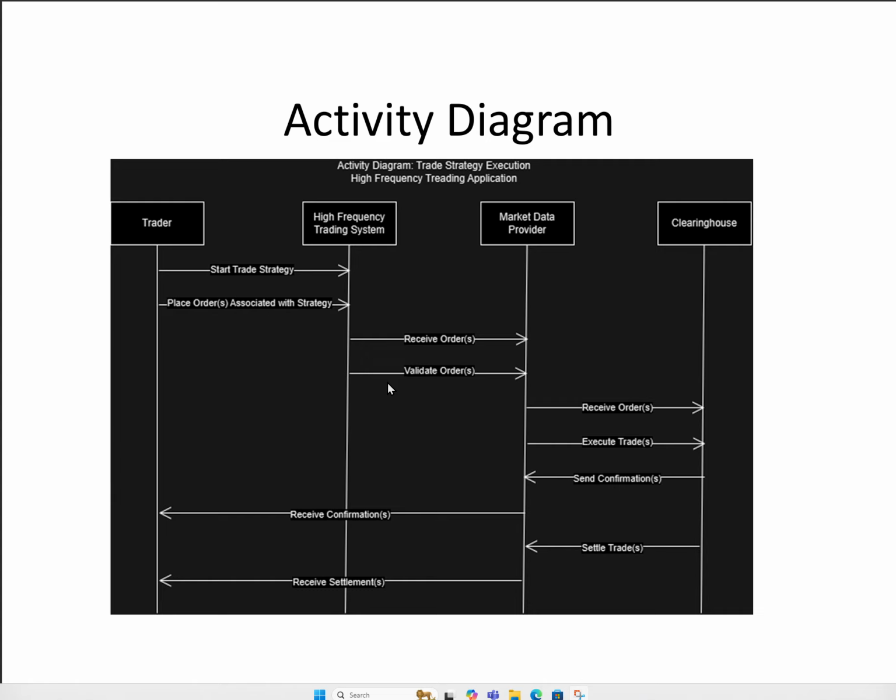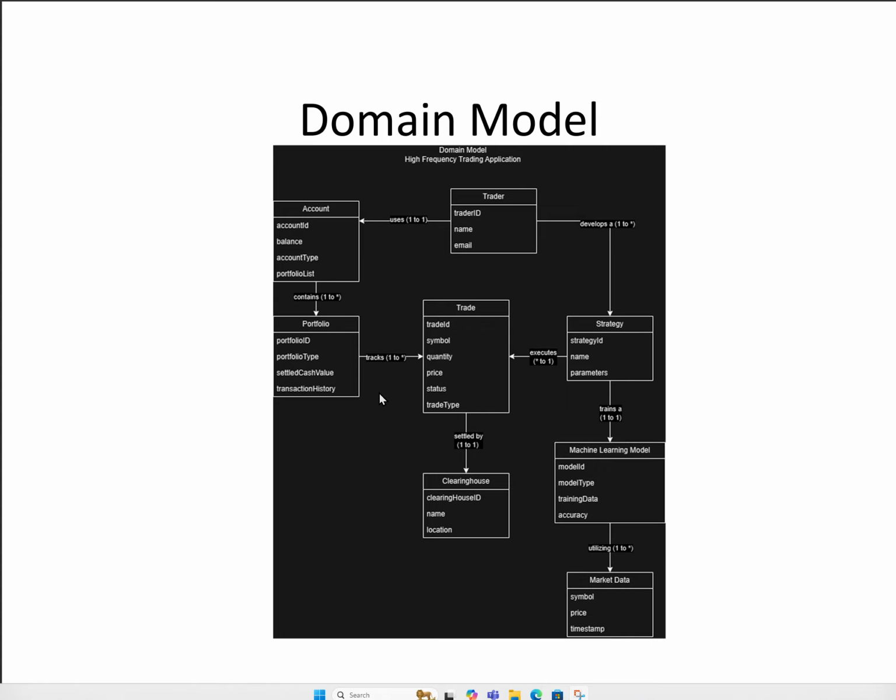So we start the application, place our orders, receive orders, validate orders, then the market data provider, then the clearinghouse receives the orders, executes, and sends confirmation. The trader receives the confirmation that it's in process, then the clearinghouse settles the trade, and the trader receives the settlement confirmation.